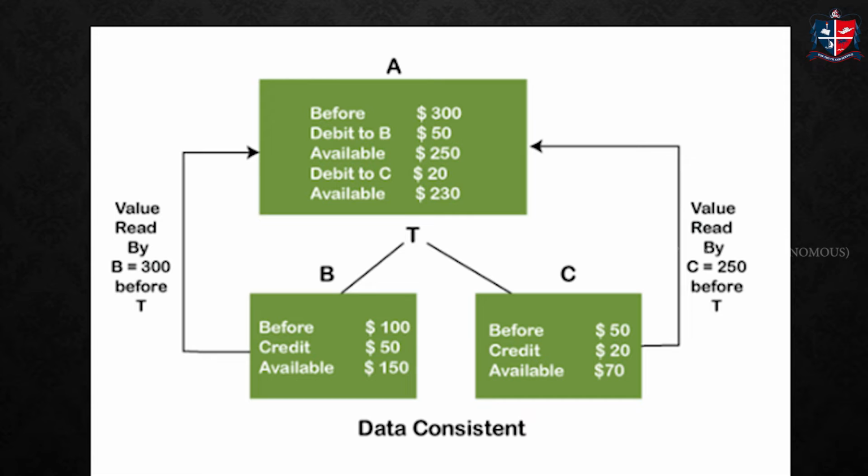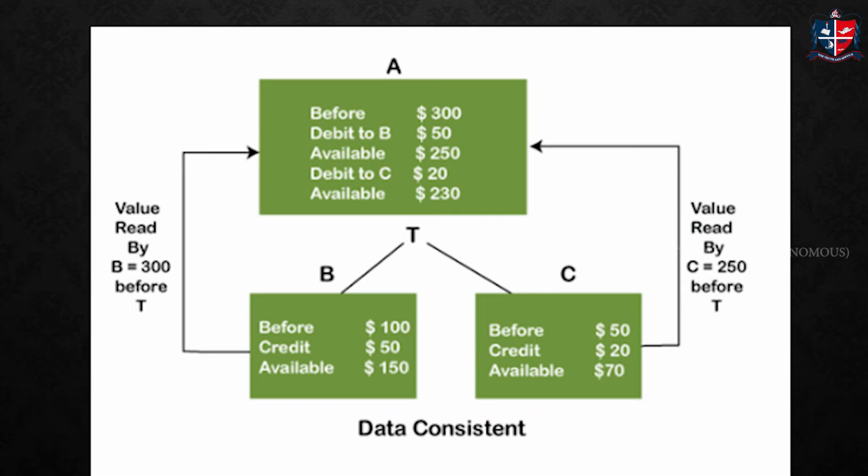So you can see before transferring the data, the value of A is 300. If I am sending 50 rupees to B, the available value will be 250, because the value is debited to B, that means the value of A is decreased.